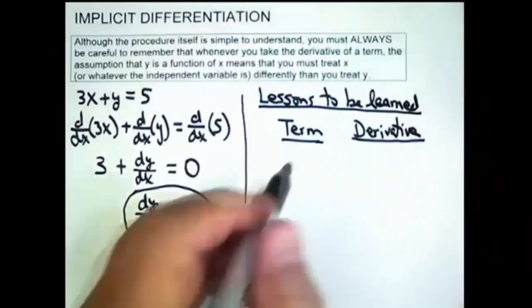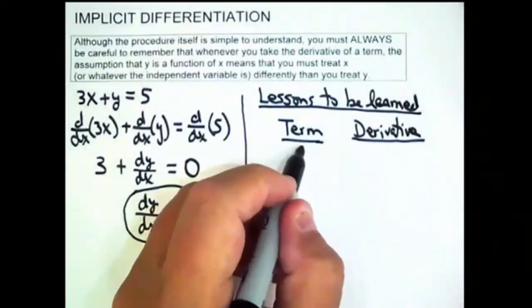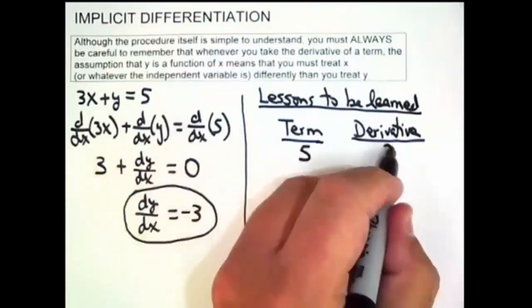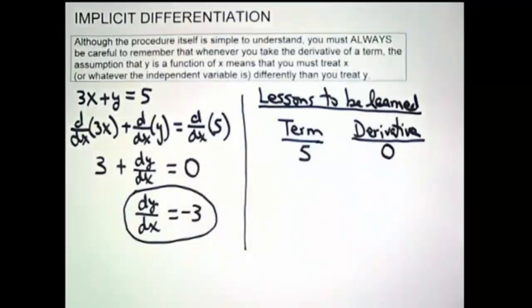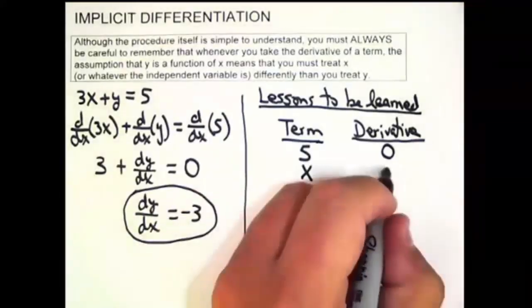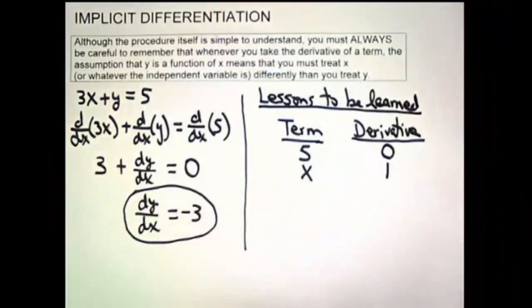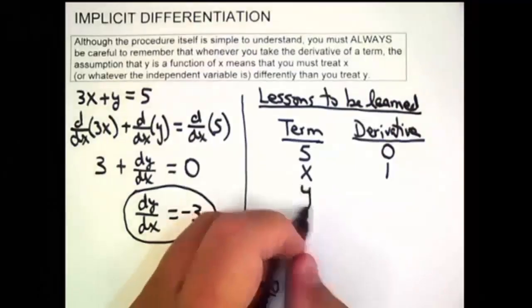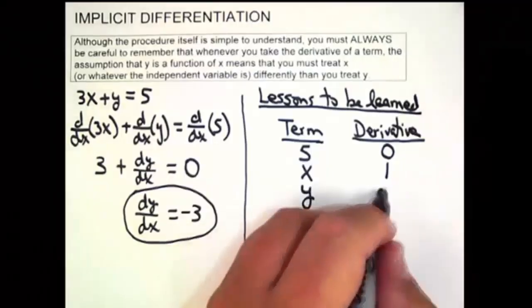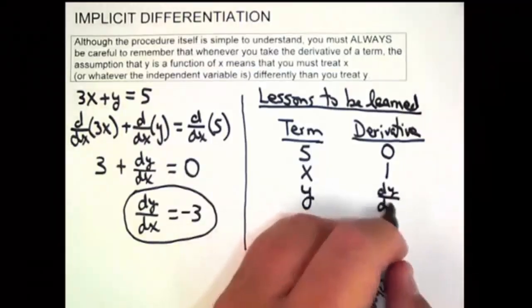If I have just a constant, just say 5 like I had there earlier, its derivative is 0. Derivative of any constant is 0. If I have x, its derivative of course is 1. But if I have y, since y is treated as a function of x, the derivative of y is dy over dx, not 1.